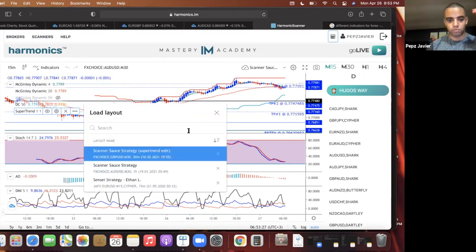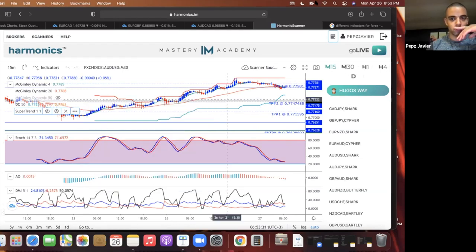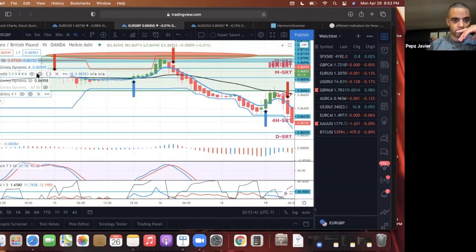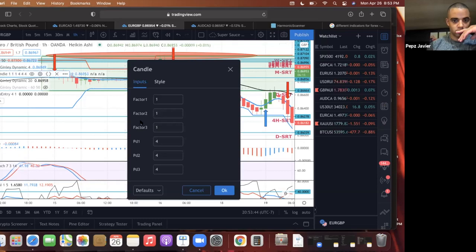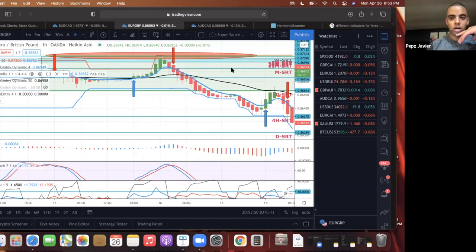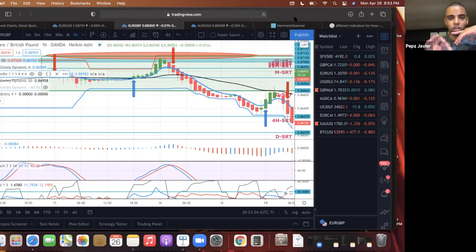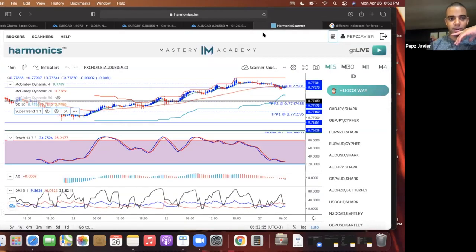did I reload the same one? Oh, I changed it on both. Let me just see something. Length, factor. Yeah, so it would be 1-to-4, I believe, on Super Trend for HFX. I'll have to reconfirm that. Can't believe I changed that on my harmonic scanner.